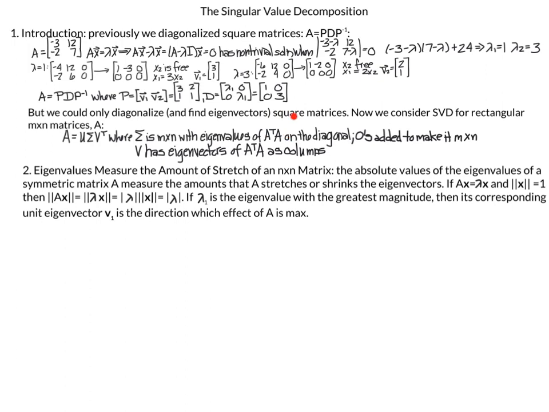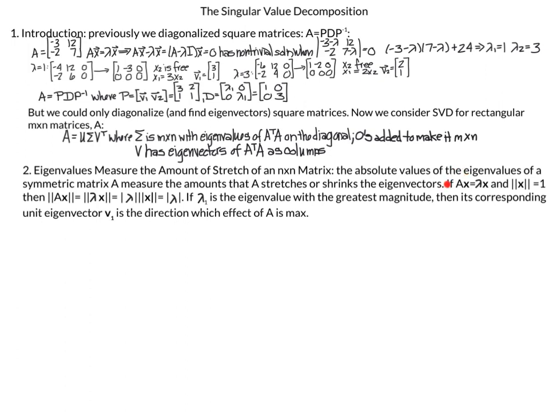So what is it that A transpose A allows us to study? That's answered by the next topic, and that is that eigenvalues measure the amount of stretch of an n by n matrix. And we know that from our eigenvector eigenvalue equation. When we have an eigenvector x, then the transformation of A on that eigenvector is simply equal to a scalar multiple of x. So how much A stretches x is exactly the coefficient factor, lambda.